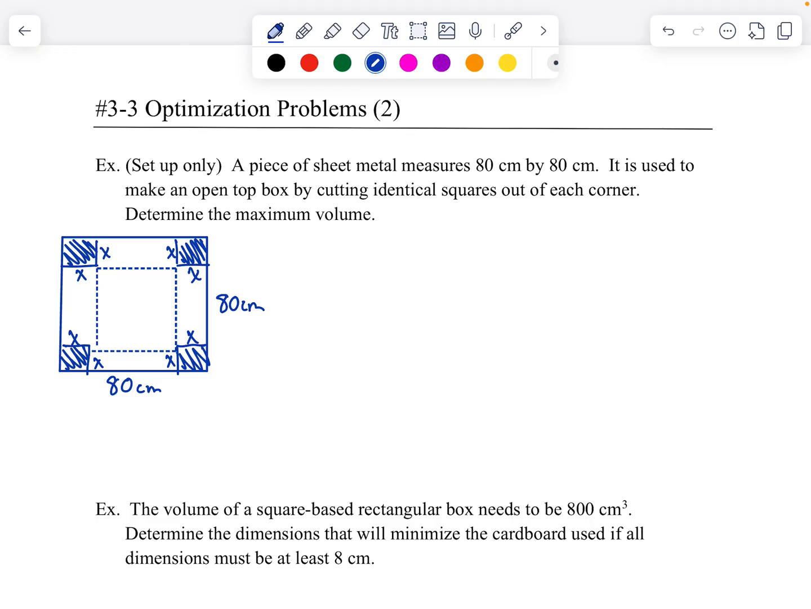If you think about this now, as we fold this up, as I define my variable here, the amount that we are cutting out of each corner, as we fold that up, actually becomes the height of the box. So that's how I'm going to start the question, and I'm going to say, let x represent the height of the box.